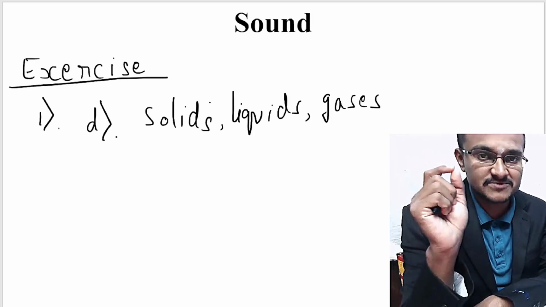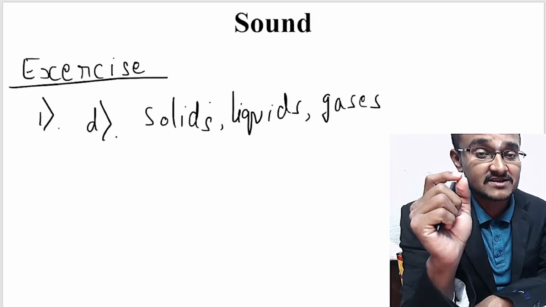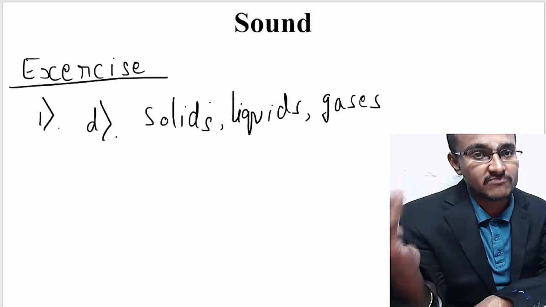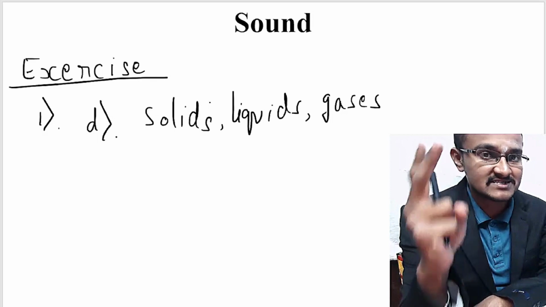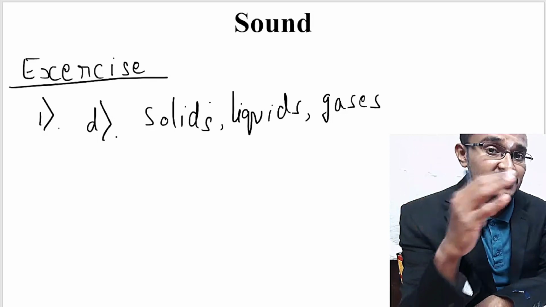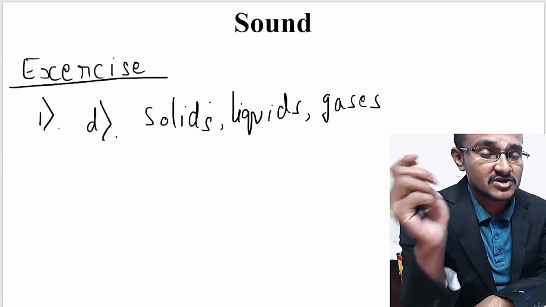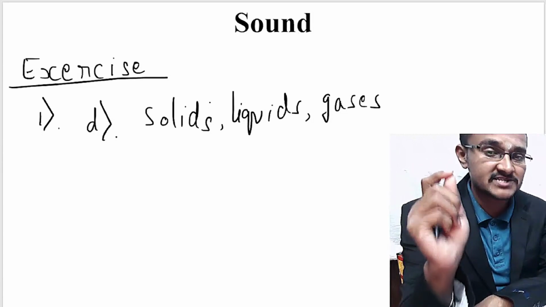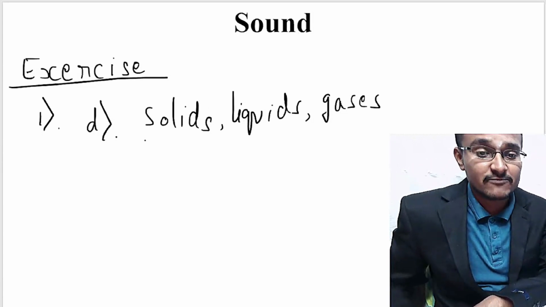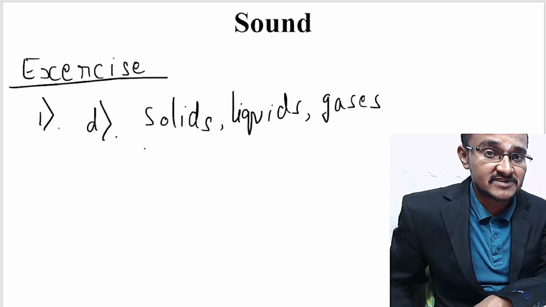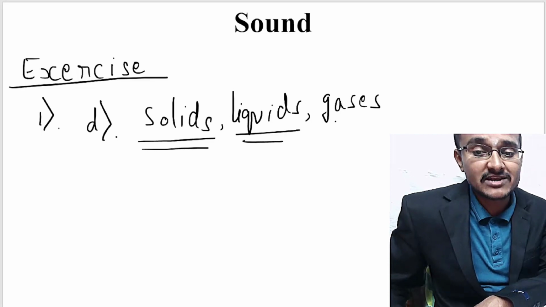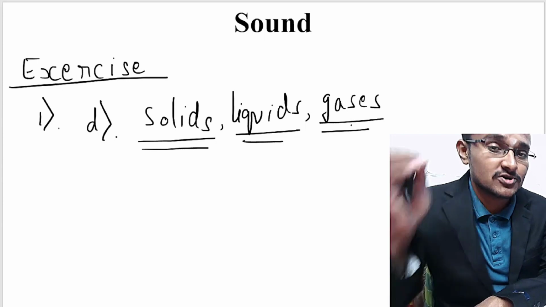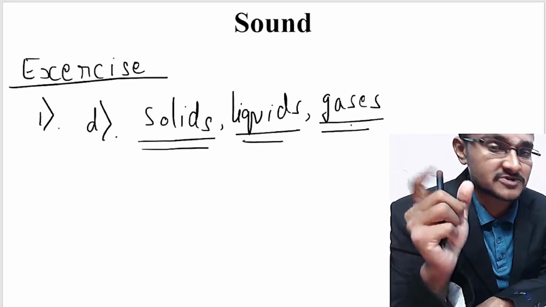Coming to the first question in this exercise, they have asked: sound can travel through what? They have given four options. The first option is solid, second is liquid, third is gas, fourth is all: solid, liquid and gas. So here the correct option for the first question is option D. Why? Because if you refer to my previous video, I have explained that sound can travel through solids, sound can also travel through liquids, and sound can also travel through gases. So the correct option for this first question is option D.